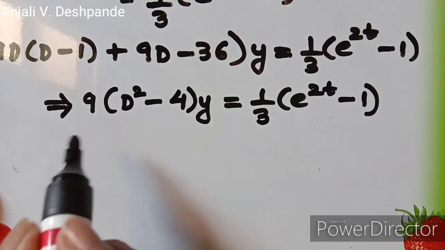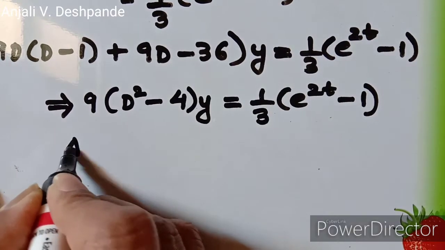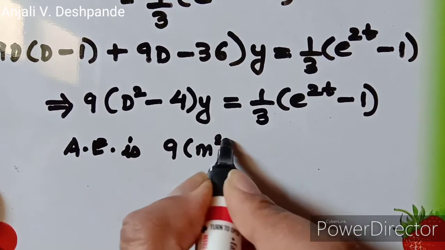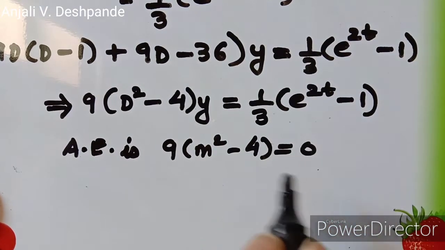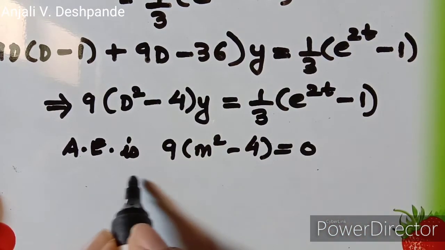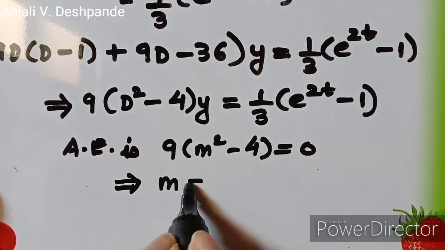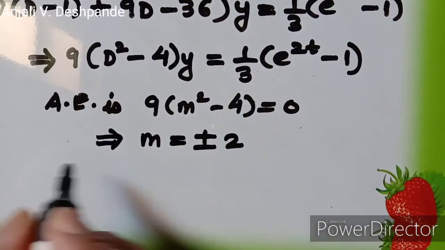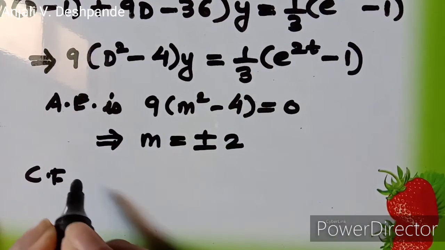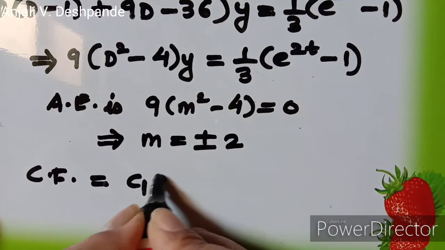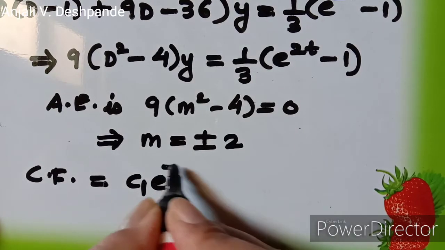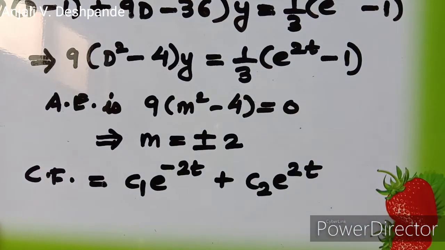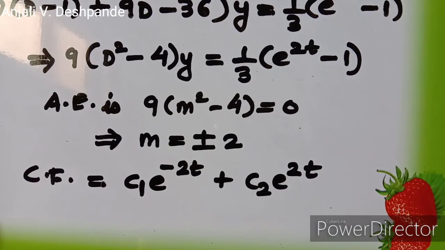So once again we will write the auxiliary equation. So the auxiliary equation is 9m² − 4 = 0. Therefore m = ±2. So the roots are real and distinct. So CF is equal to C1 e^(−2t) + C2 e^(2t). So we have found the CF in terms of t.